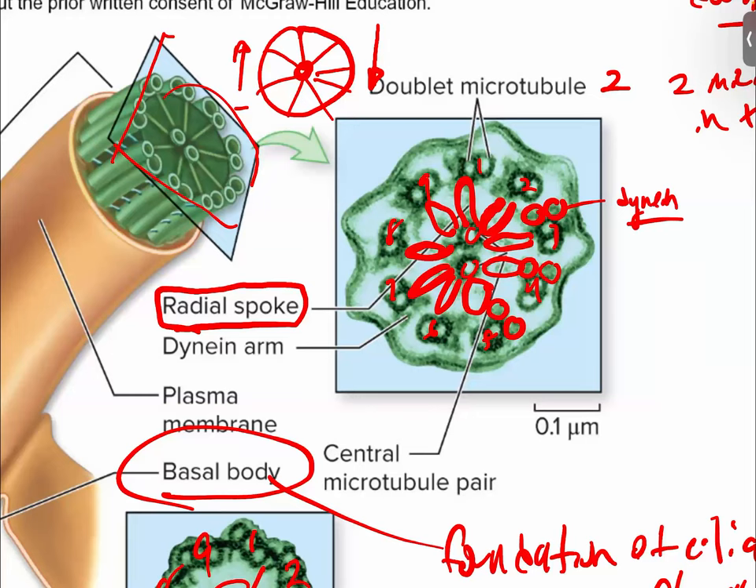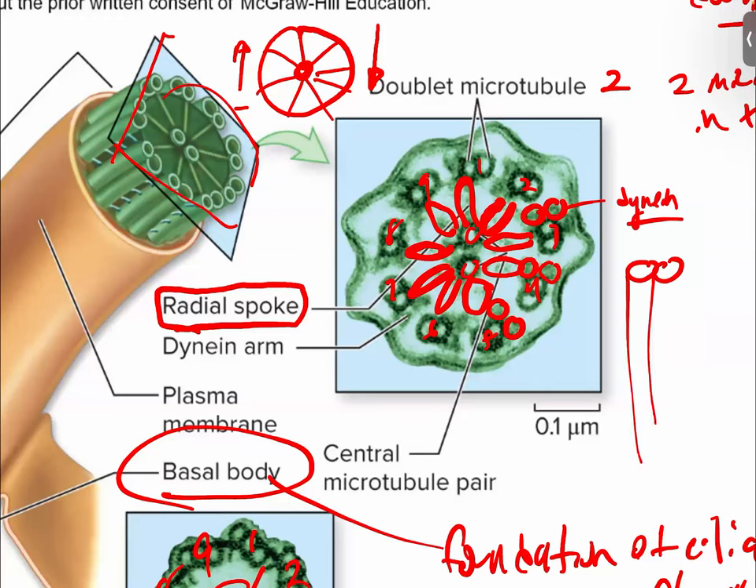Those are the motor proteins. As a matter of fact, those are the little walking domains of the motor proteins. So the cargo domain of the motor protein is actually attached to the doublet and the little legs are sticking out. So what the doublet looks like, if you were to draw it, it looks something like this.